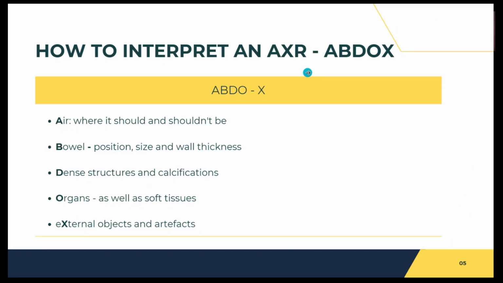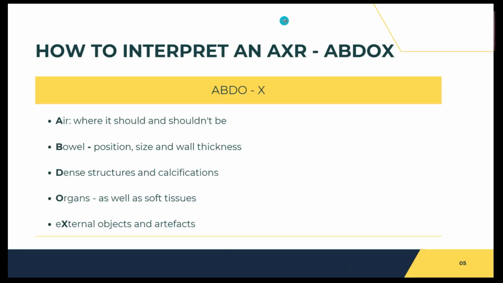D is for dense structures. This includes bones, calcifications, for example renal stones, gallstones, and also foreign bodies. O is for organs. Although soft tissues are harder to interpret on an abdominal x-ray, you can still identify organ outlines, for example the liver edge, the splenic area, and the psoas shadows. If you have absence of these things, it could be a sign of retroperitoneal pathology.